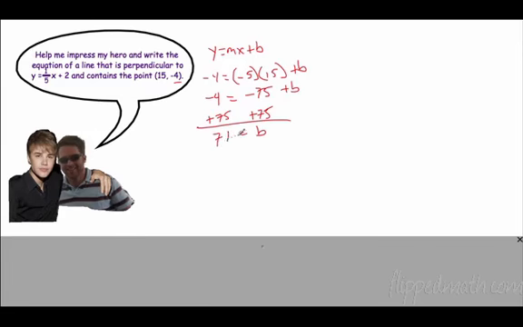B equals 71. So our equation, y equals, remember we're going to use a new slope, negative 5x plus 71.